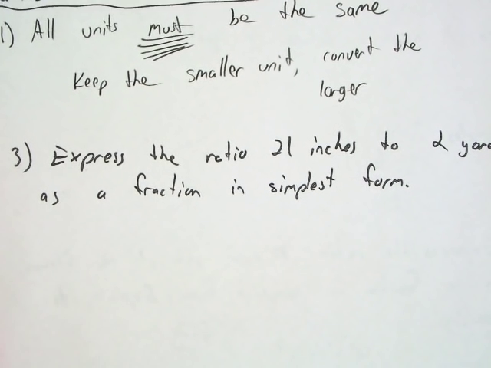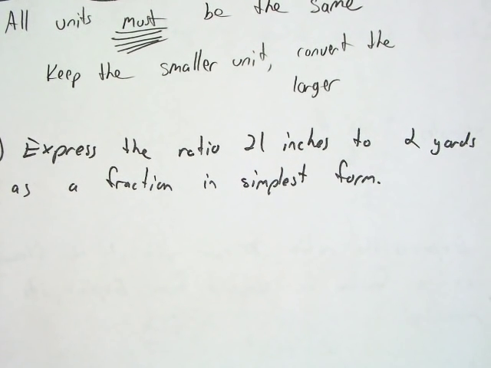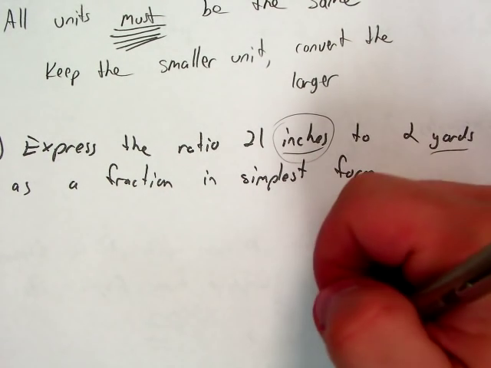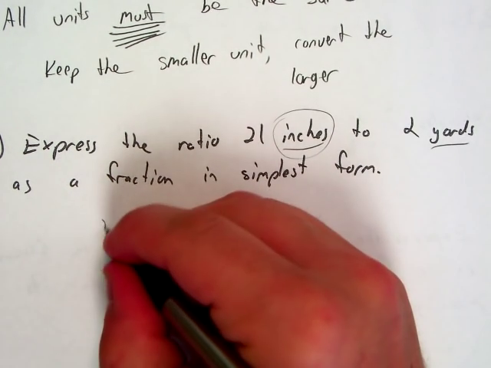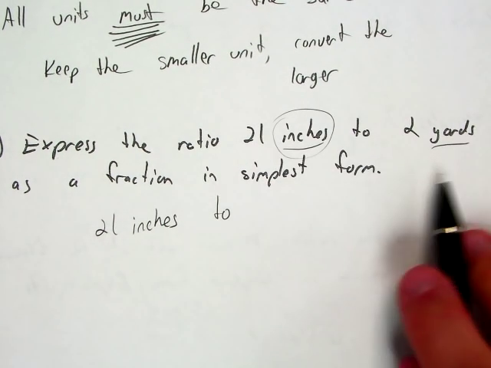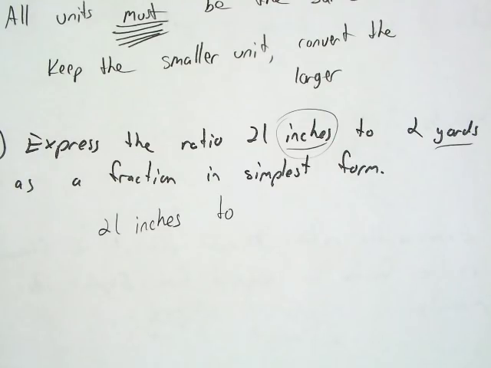So for example, in example 3, it says express the ratio 21 inches to 2 yards as a fraction in simplest form. Inches are smaller than yards. So I'm going to keep the inches. Two yards. That one's a little bit more difficult to do. There are 3 feet per yard, so 2 yards would be 6 feet. There are 12 inches per foot, so 6 feet would be 72 inches.